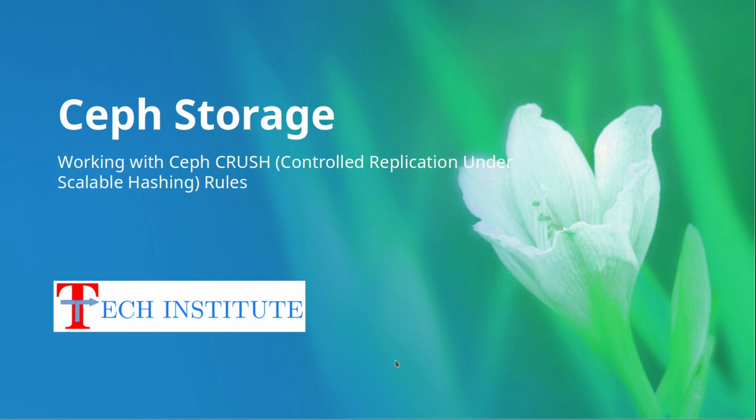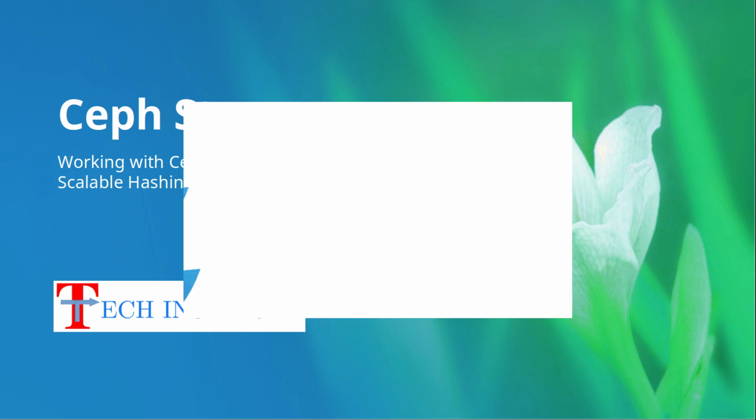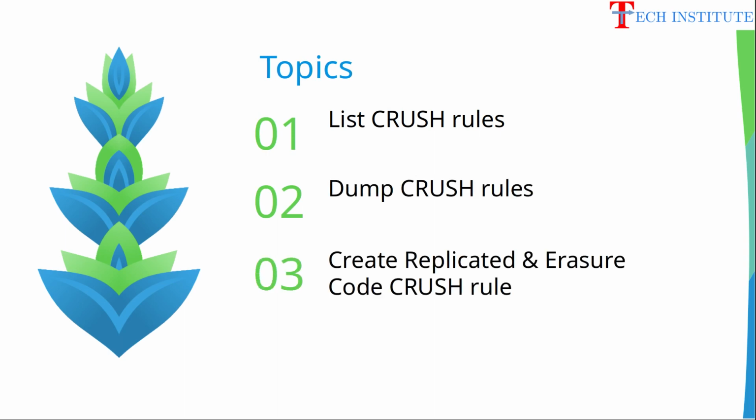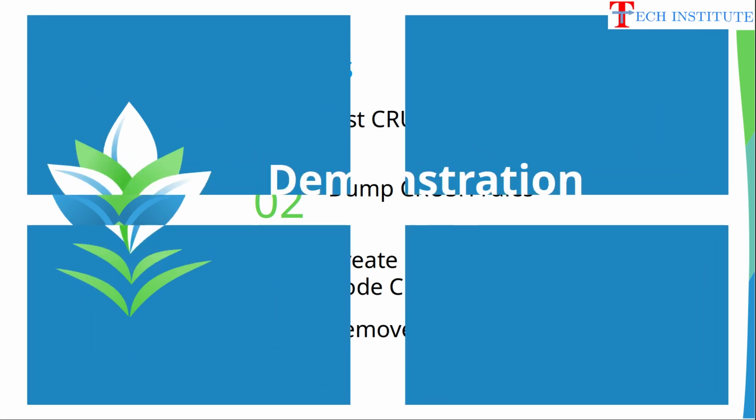Work with Ceph crush rules. So crush means controlled replication under scalable hashing. In this episode we'll try to cover topics like how you can list the existing crush rules, how you can dump those rules, how you can create a replicated or an erasure code crush rule, and if you want to remove a crush rule, how you can remove that. So let's start the demonstration.